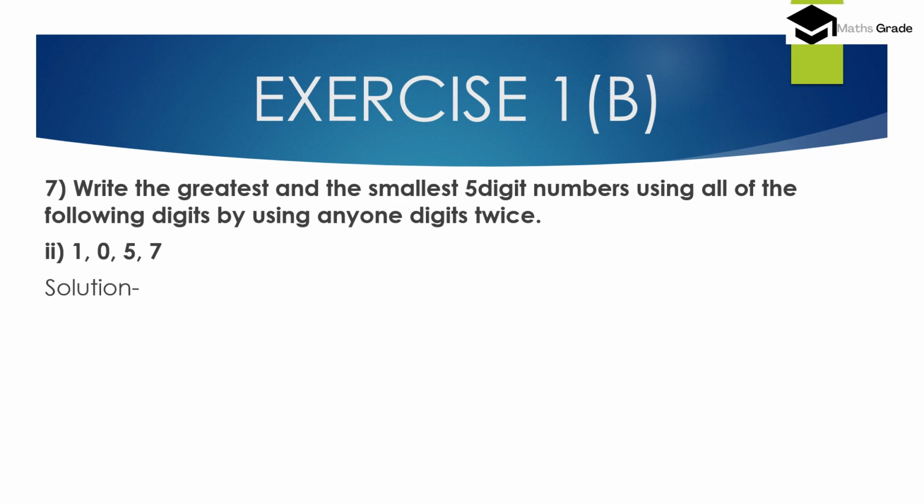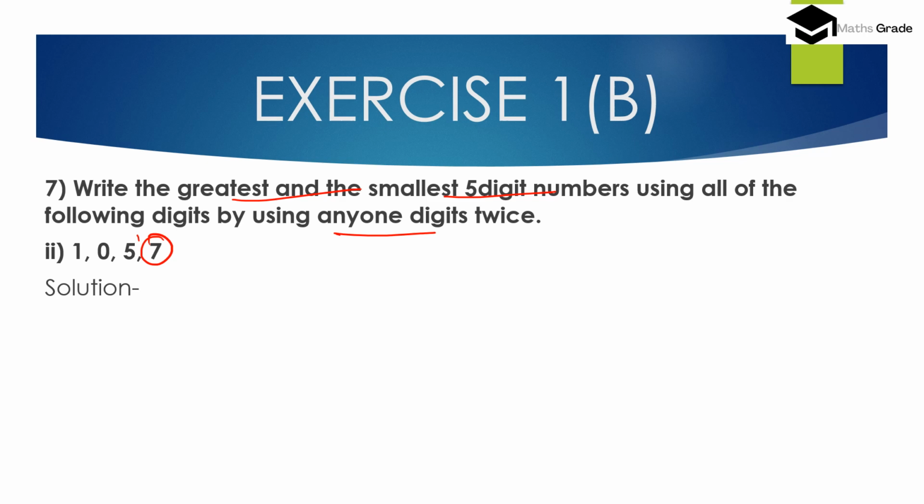Now second bit, 1057. These digits are given: 1, 0, 5 and 7. Using any one digit two times, we have to make the greatest and the smallest 5 digit number.